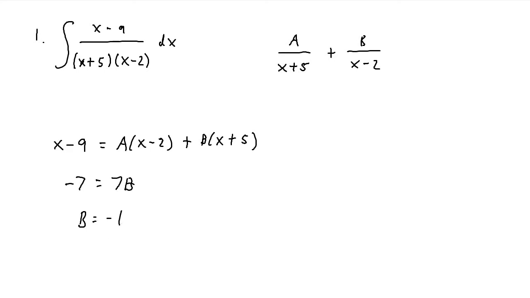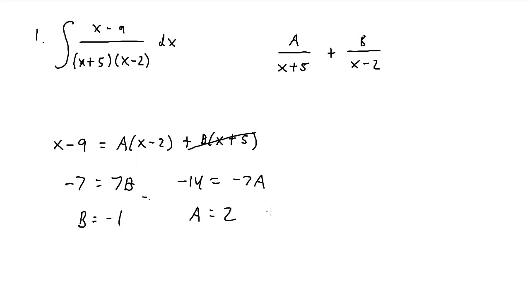Now the same thing I'll do for the A term. I'll pick something that will cancel out the B term so that I can find what the A term is. So in other words, I'll plug in negative 5 for x, because negative 5 plus 5 is 0, that will cancel. So then negative 5 minus 9 is negative 14, equals negative 5 minus 2 is negative 7, so negative 14 equals negative 7 times A. So if I go ahead and isolate A, it is going to be equal to 2.